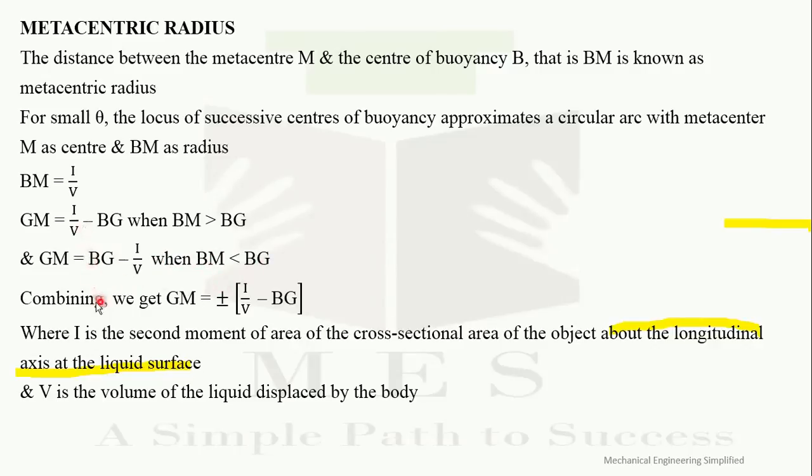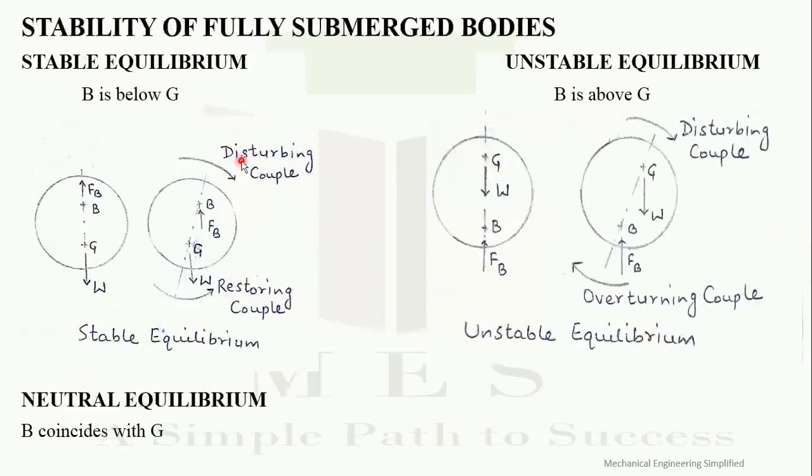So if we combine these two, we will get that Gm is equal to plus minus I by V minus Bg, and I have already told you what is I and what is V. Okay, this is also very important. This is also asked in various examinations very frequently, time and again. Okay, then we will move on to the stability of the fully submerged bodies. First of all we will have fully submerged bodies, then we will move on to the floating bodies.